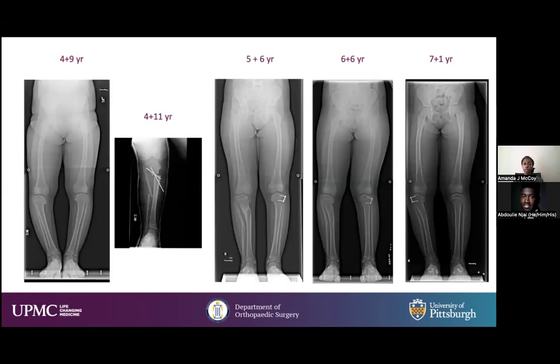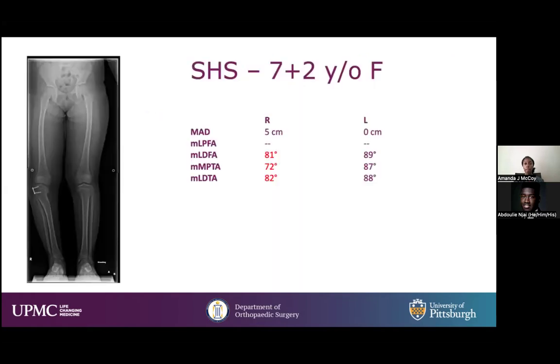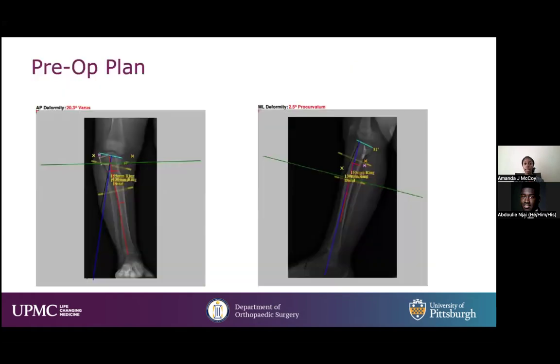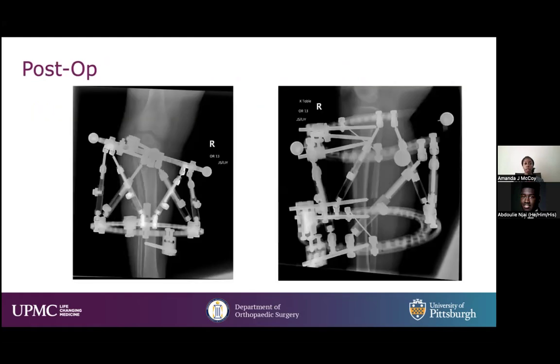One of my partners performed a proximal tibial osteotomy. She initially had a very good correction, but as you can see, she recurred. When I met her, she was about 7 years old, and you can see that she had substantial mechanical axis deviation. She had valgus in her distal femur, with an MLDFA of 81 degrees, and varus in her proximal tibia. So I mapped out her deformity, found where the apex was, and then decided to place her into a hexapod frame.